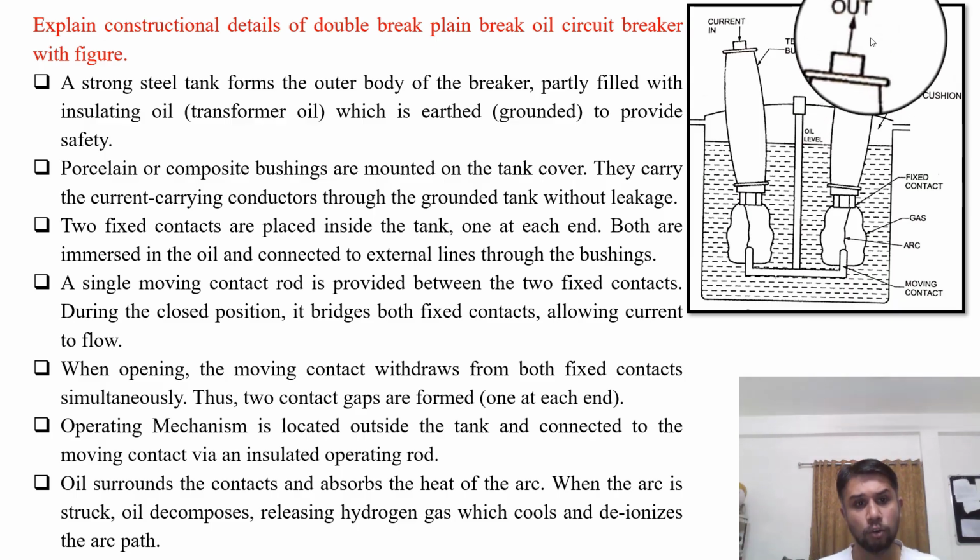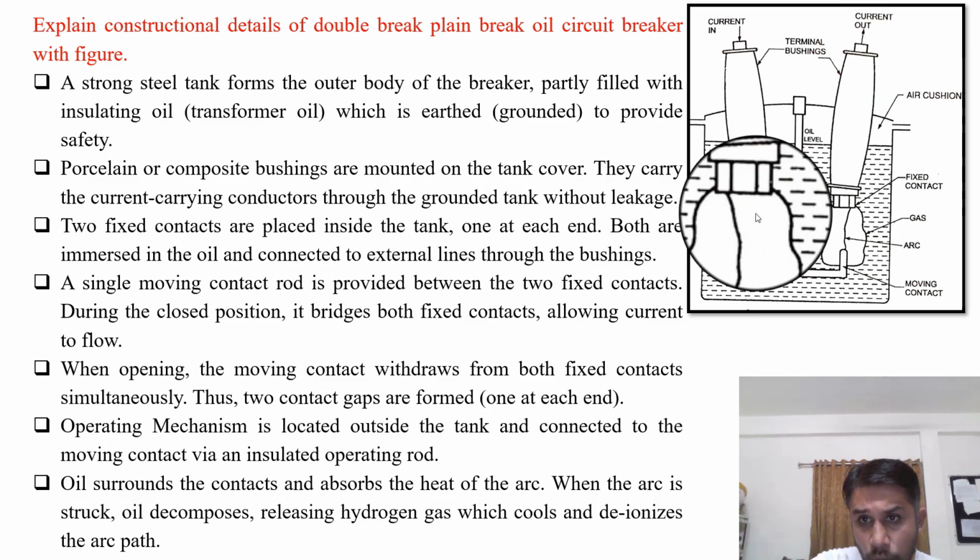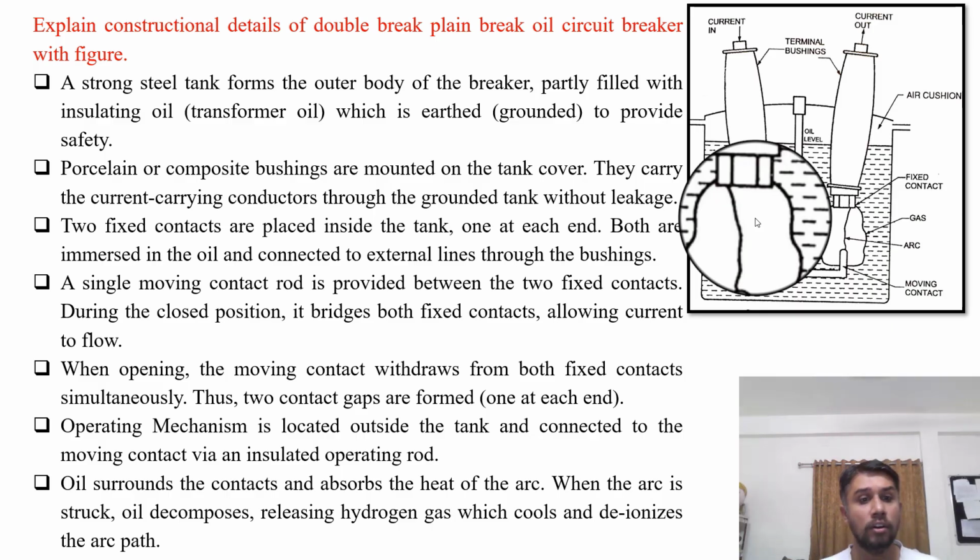So now when the opening comes, when the fault occurs, the breaker is energized via relay. The moving contact withdraws from the fixed contact, and due to this the contact separation takes place and two contact gaps are formed, one at each end. You can visualize this is the contact gap, and the operating mechanism is located outside the tank and connected to the moving contact via an insulating operating rod.